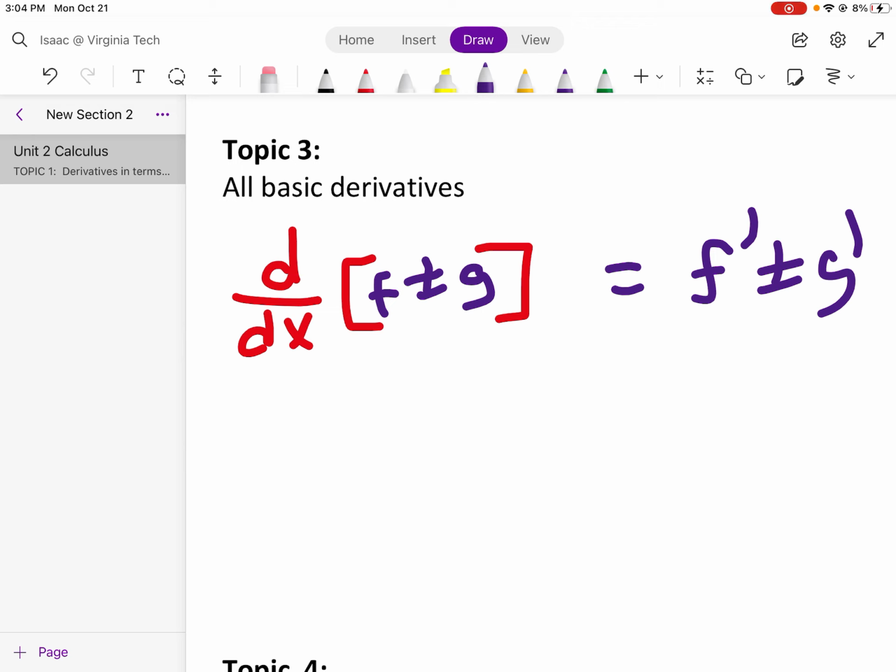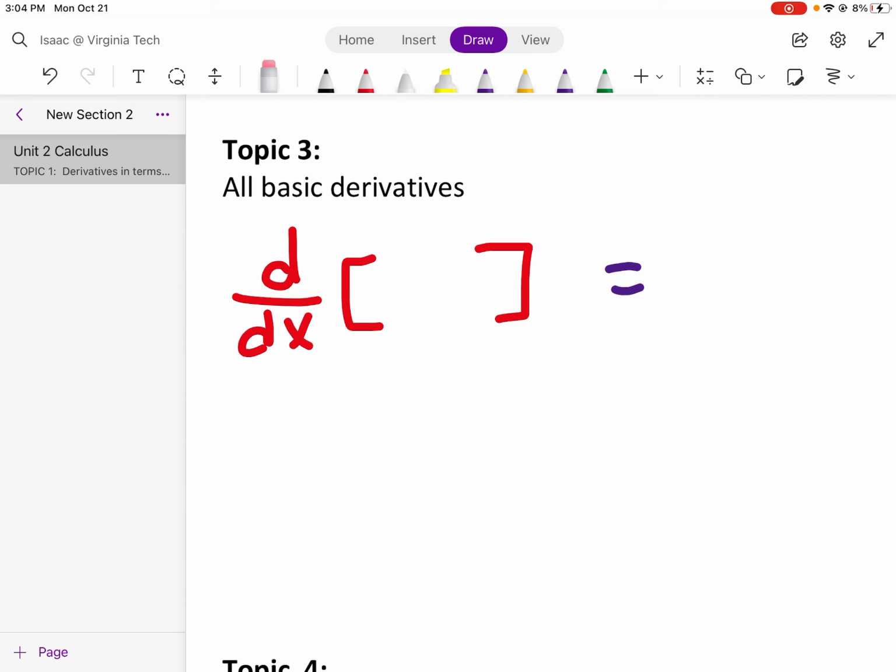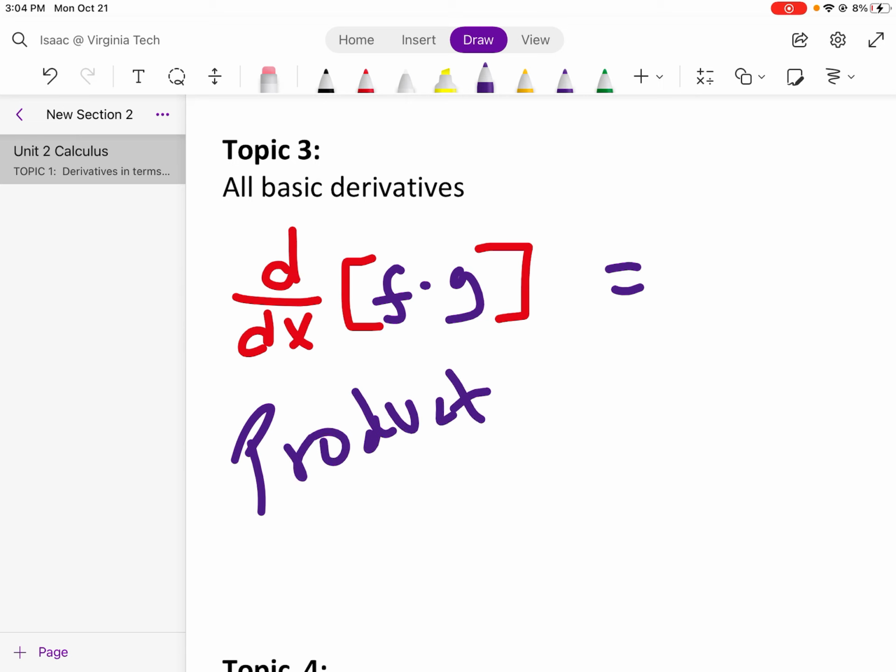So that's pretty straightforward. But as you may know, if you're reviewing, that's not the same for multiplication and division. So if we have multiplication, so let's say we have a function times a function, unfortunately you can't just do this. That's not how it is. You have to do something that we call the product rule. So I'll just write that down here. The product rule. And the product rule is fg prime plus f prime g.